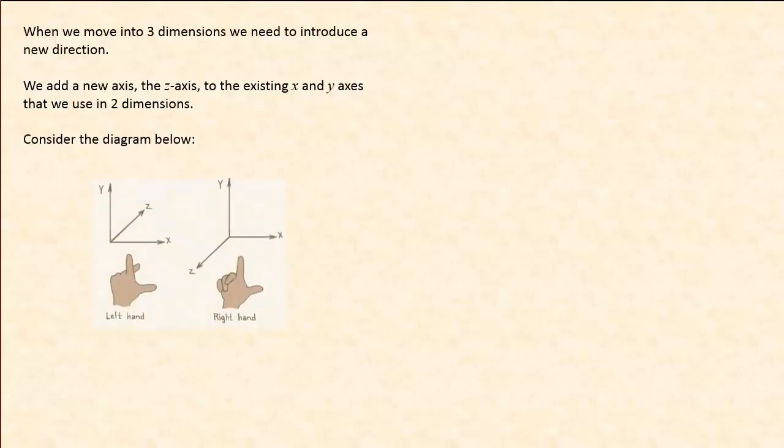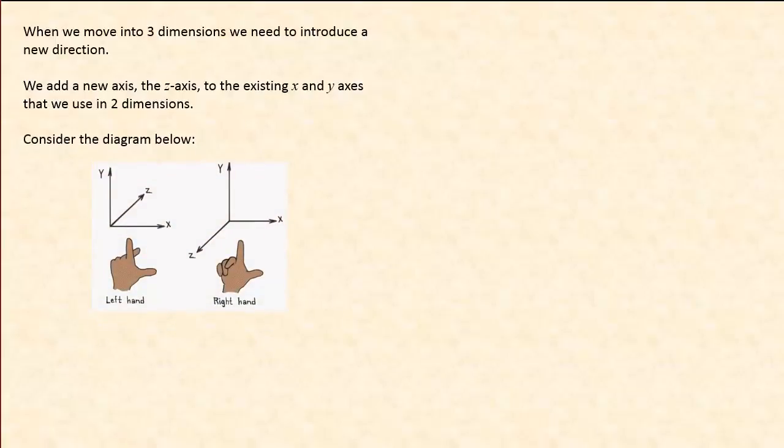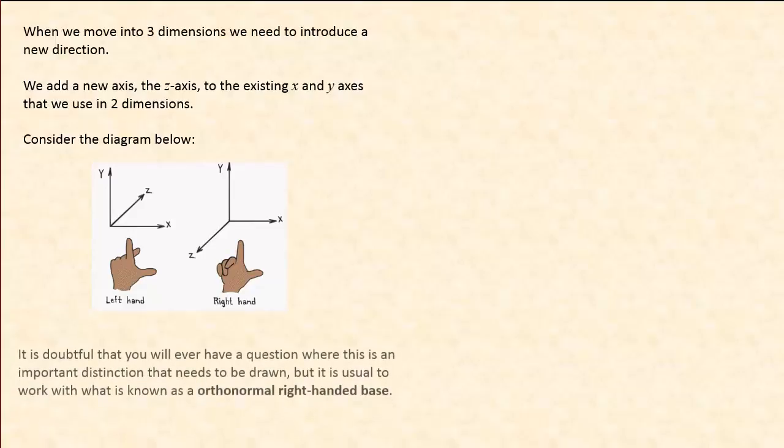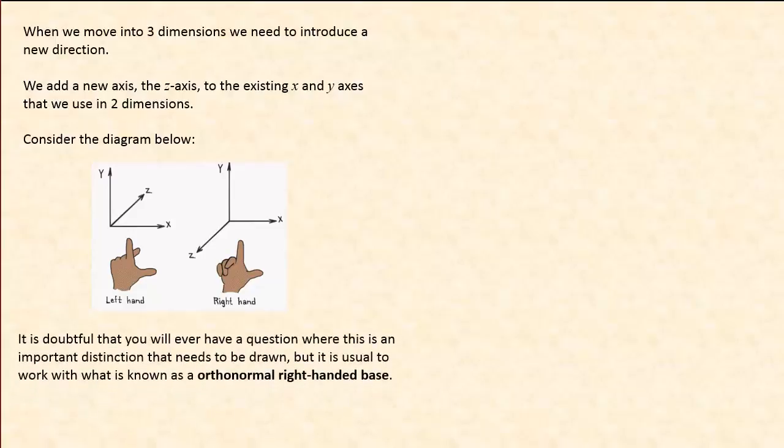Consider the diagram below. Here we can see an axis formed by a left hand and an axis formed by a right hand. It's doubtful that you will ever have a question where this is an important distinction that needs to be drawn, but it is usual to work with what is known as an orthonormal right-handed base. So, like this one.